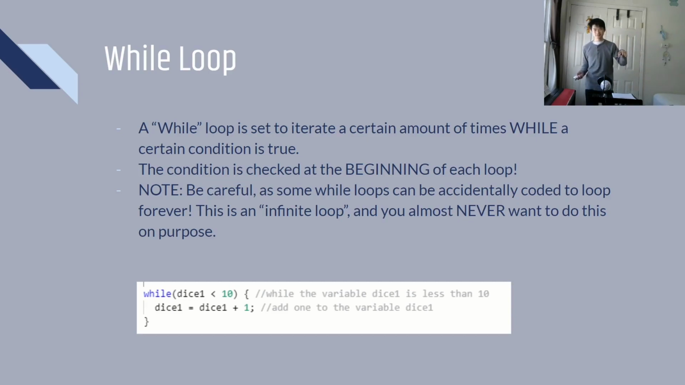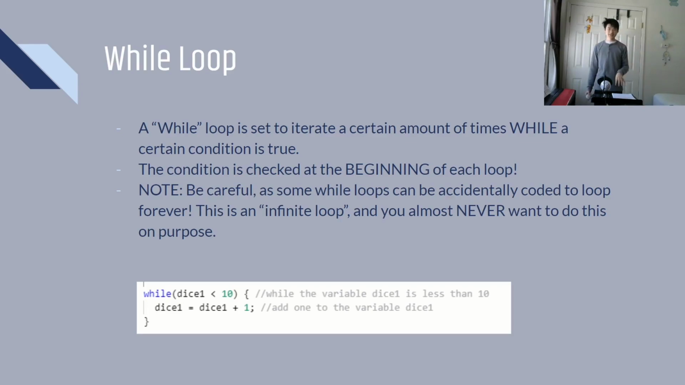We have to be cautious with loops in general, because the problem is that you can get something called an infinite loop. So if the condition never becomes false, your code will continue to loop forever. And ever. And ever. In the image below, we can see while dice 1 is less than 10, dice 1 is equal to dice 1 plus 1.